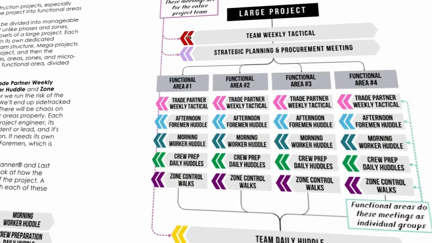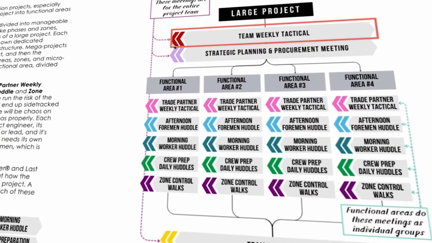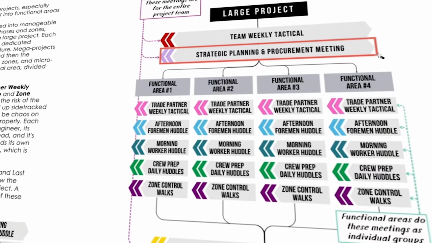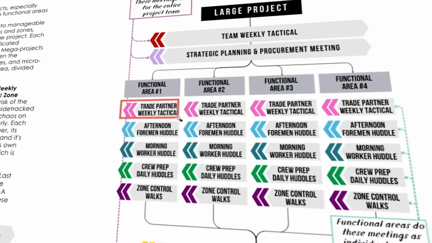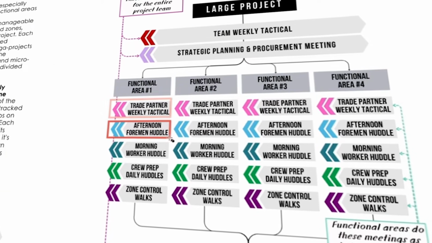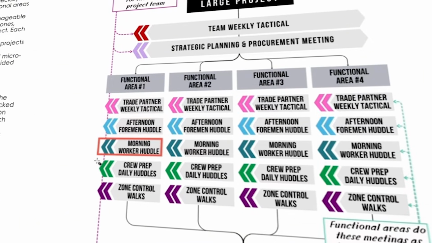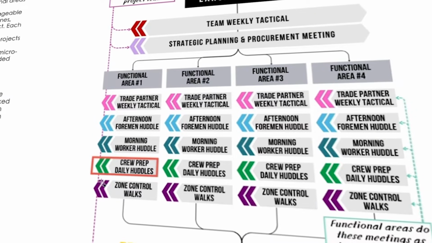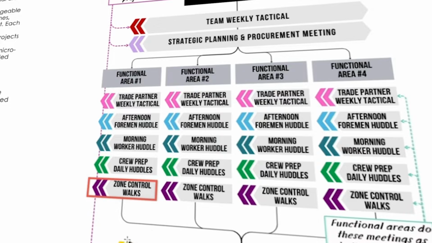So typically on a single project, you'll have a team weekly tactical where you balance the team, a strategic planning and procurement meeting where you look at the strategy or macro level takt plan with procurement, and then your trade partner weekly tactical handles your look aheads and your weekly work plans. The foreman huddle plans the next day, worker huddle communicates the plan for the next day, your crew preparation huddles are where the foreman actually talks to their own crew, and then zone control walks is where the supers and foremen make sure that they're flowing.